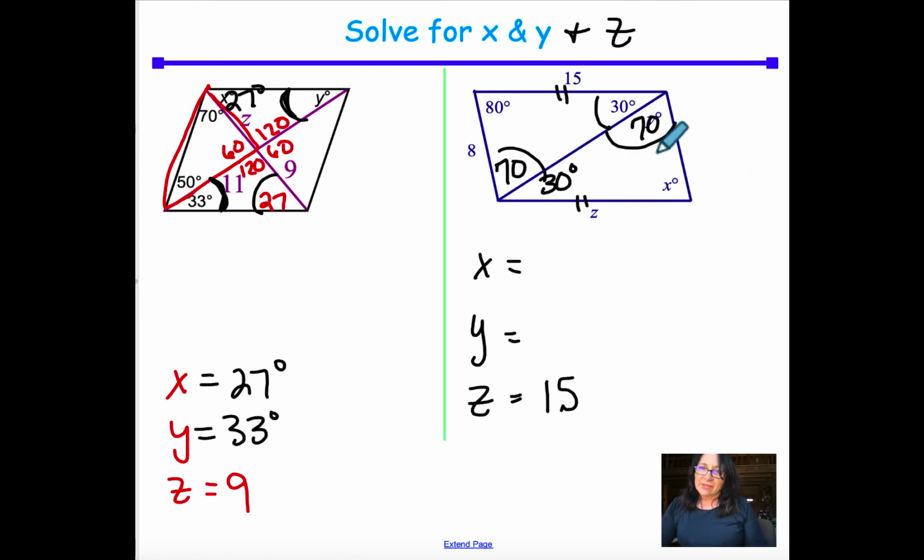Now, lastly, we know that in all parallelograms, the opposite angles are congruent. So that means x has to be 80 degrees as well. So x is 80 degrees. Y is this value here, that's going to be 70 degrees. And then we know z is 15.